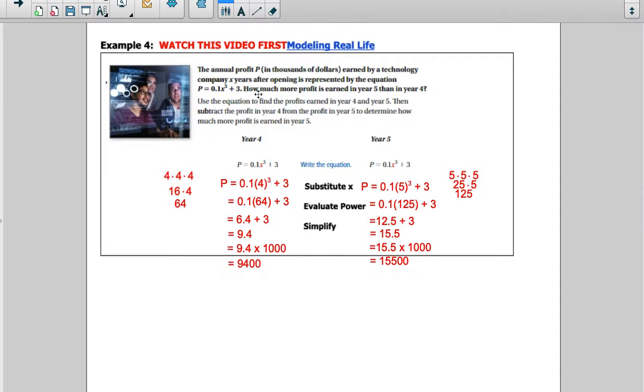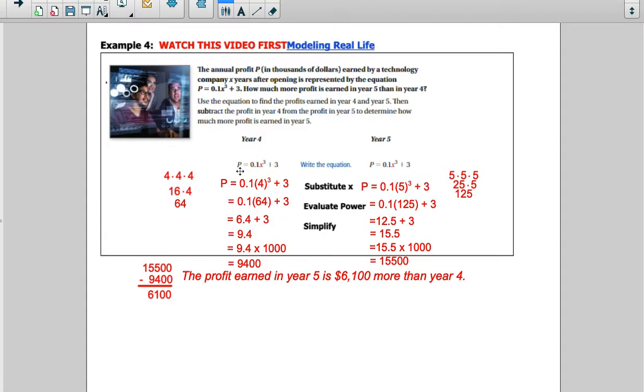All right, so the answer to the question, it says how much more profit is earned in year 5 than in year 4. So far, we found the two different profits, but now we need to determine how much more profit from one year over the other, which means we have to take this 15,500 and subtract the 9,400, or year 5 subtract year 4, and I get $6,100. And then the last thing I would need to do here is to write a sentence to answer that question. How much more profit is earned in year 5 than in year 4? Well, the profit earned in year 5 is $6,100 more than year 4. So you have now answered the question.